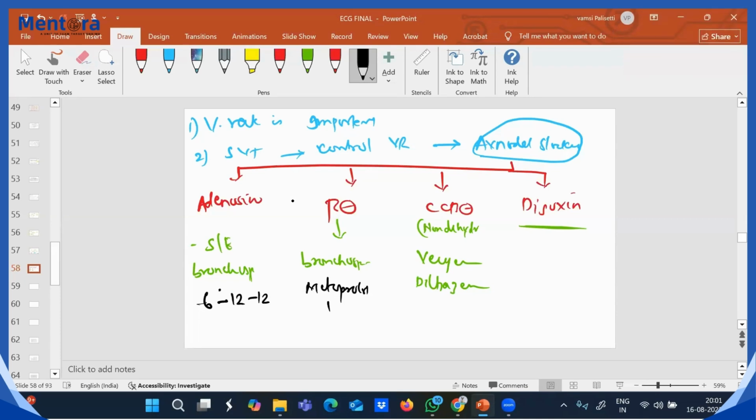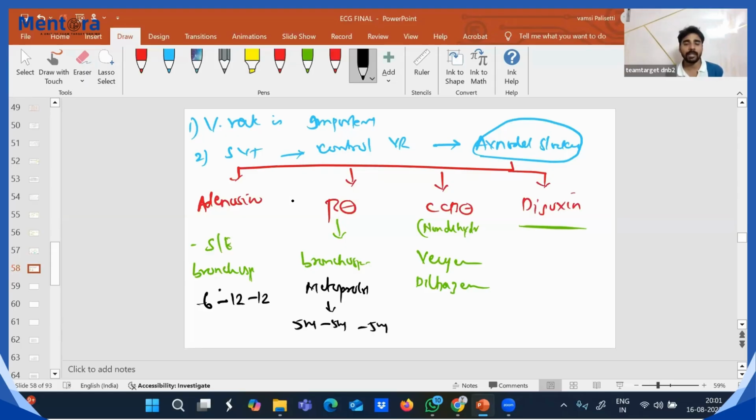What is the dose? You can give 5 mg IV, not improving again 5 mg. First 15 mg is the maximum. 5 mg, 5 mg, 5 mg.